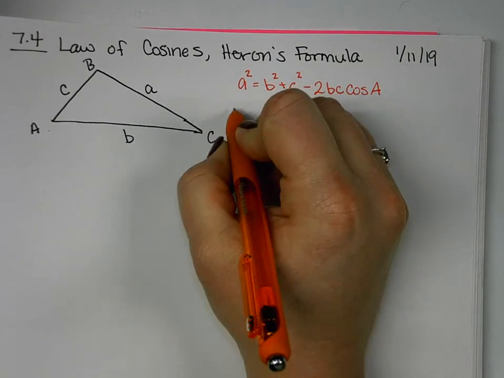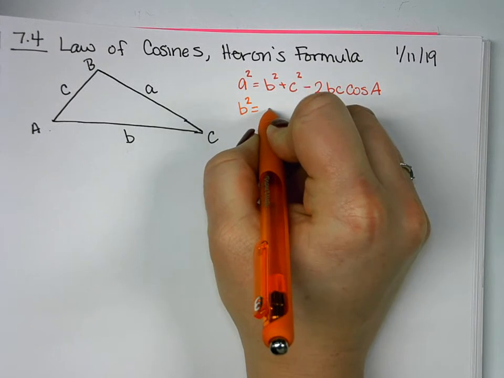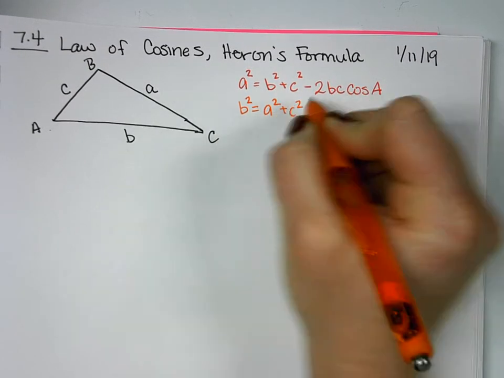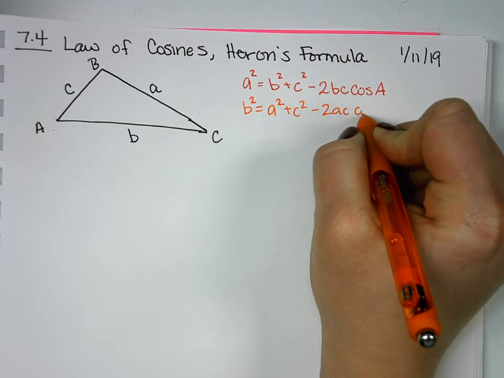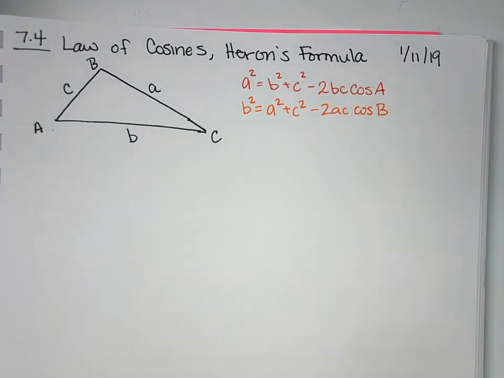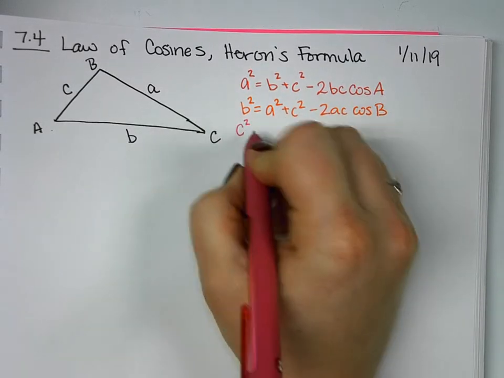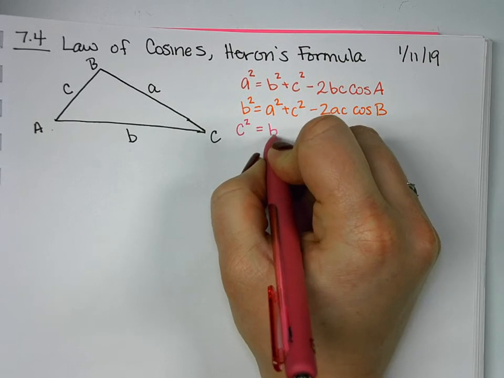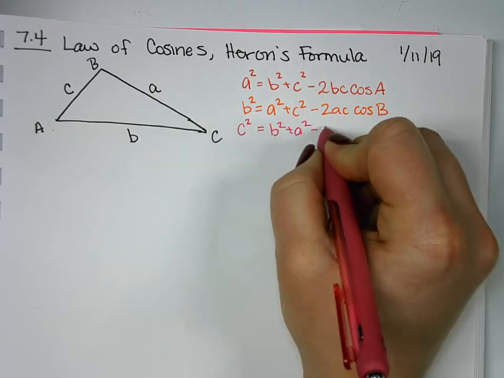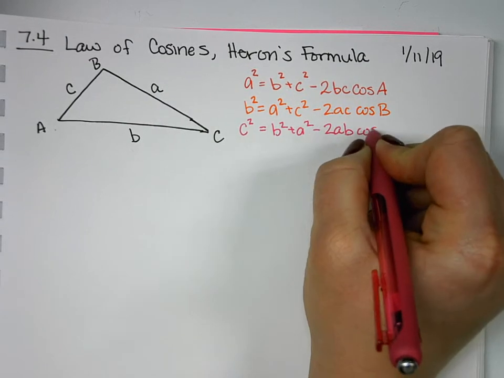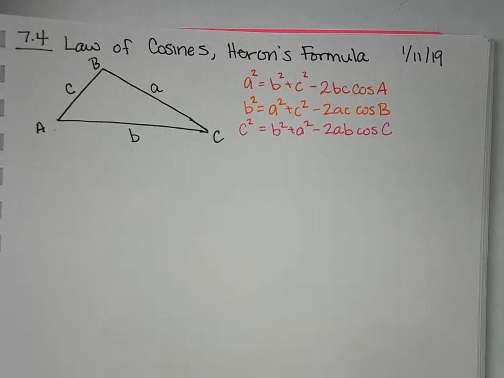So if we wanted to do angle B, we'd have b squared equals a squared plus c squared minus 2ac cosine angle B. And then similarly, for angle C, we have c squared equals b squared plus a squared minus 2ab cosine angle C. So all three of these are the same pattern, just making sure that the angle that you're looking for is on the opposite side of the side opposite of it in our picture.